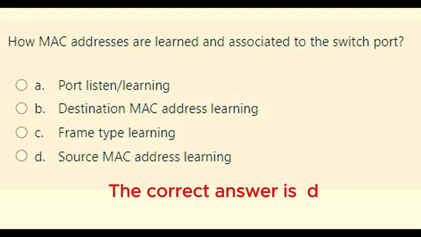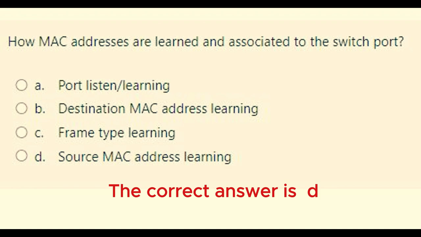Explanation. Switches learn and associate MAC addresses with specific ports through a process called source MAC address learning. Here's how it works. When a frame arrives at a switch port, the switch examines the source MAC address in the frame header. Learning process: the switch adds an entry to its MAC address table, also called the CAM table, that maps the source MAC address to the incoming port number. Forwarding decision: for future frames destined to that MAC address, the switch will know which port to forward them to.